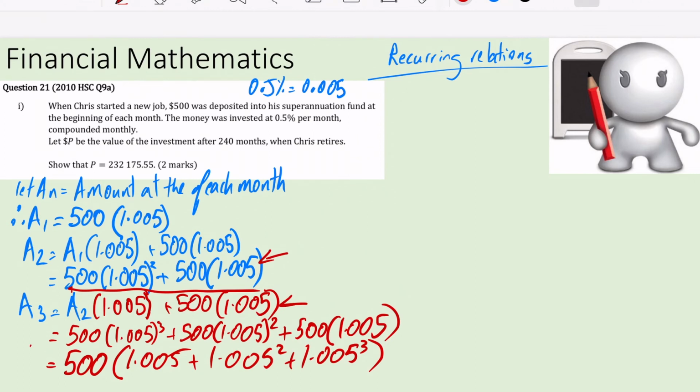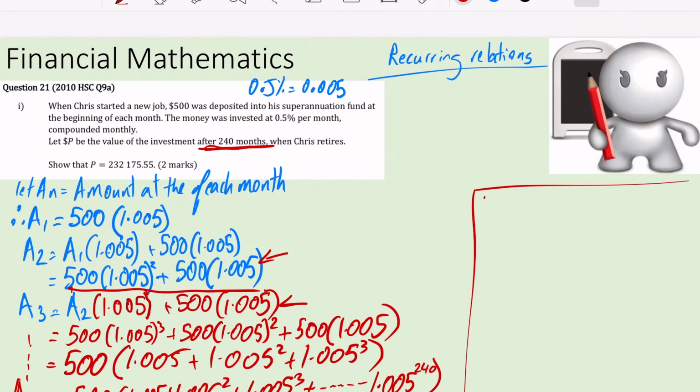And I'm going to continue this pattern all the way down to 240. So at 240, this is what I will get based on this pattern: 500 outside of 1.005 plus 1.005 squared plus 1.005 cubed. Now remember, you need to have a minimum of 3 terms for you to have a geometric progression, and then we do the dots all the way up to 240.